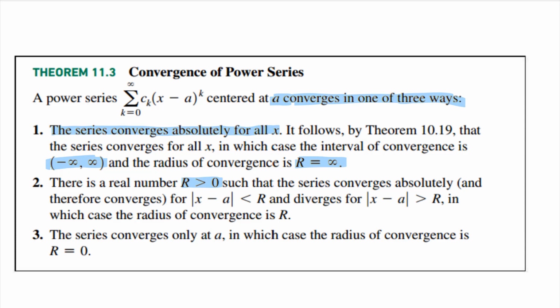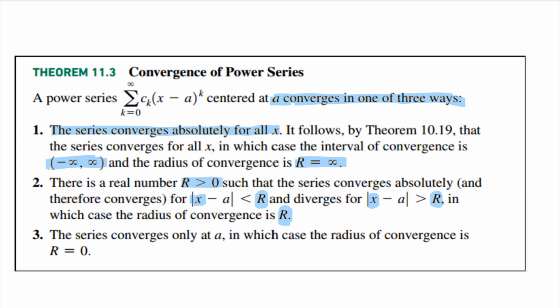Well, that would mean that your X value needs to be less than R away from your center, which is A. In which case, the radius of convergence is R. And then we're going to have to do more work to find out if there's an equal sign here. Sometimes there's an equal sign, sometimes there's not. And that's one of the tricks.